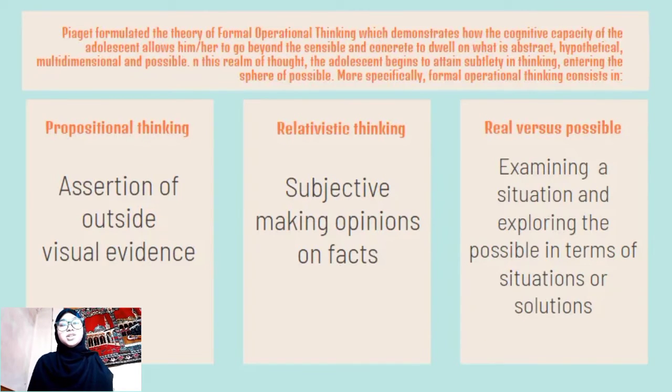Piaget formulated the theory of formal operational thinking, which demonstrates how the cognitive capacity of the adolescent allows him or her to go beyond the sensible and concrete, to dwell on what is abstract, hypothetical, multidimensional, and possible. In this realm of thought, the adolescent begins to attain subtlety in thinking, entering the sphere of the possible. More specifically, formal operational thinking consists of propositional thinking.